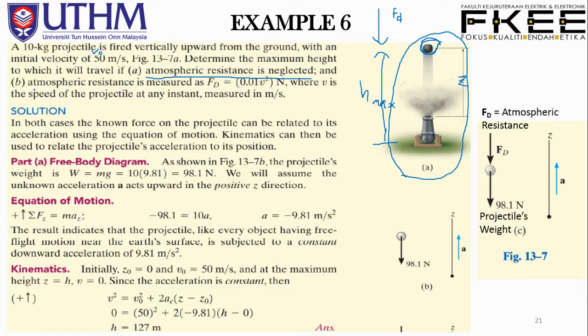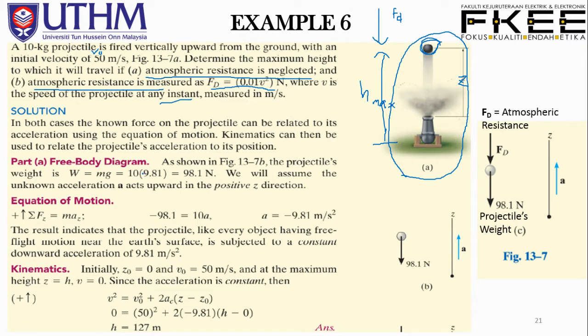And then the second situation: atmospheric resistance is measured as Fd equal to 0.01 v squared. So it depends on the value of v squared, the speed, where v is the speed of the projectile at any instant. Never mind, let's go to the solution first.